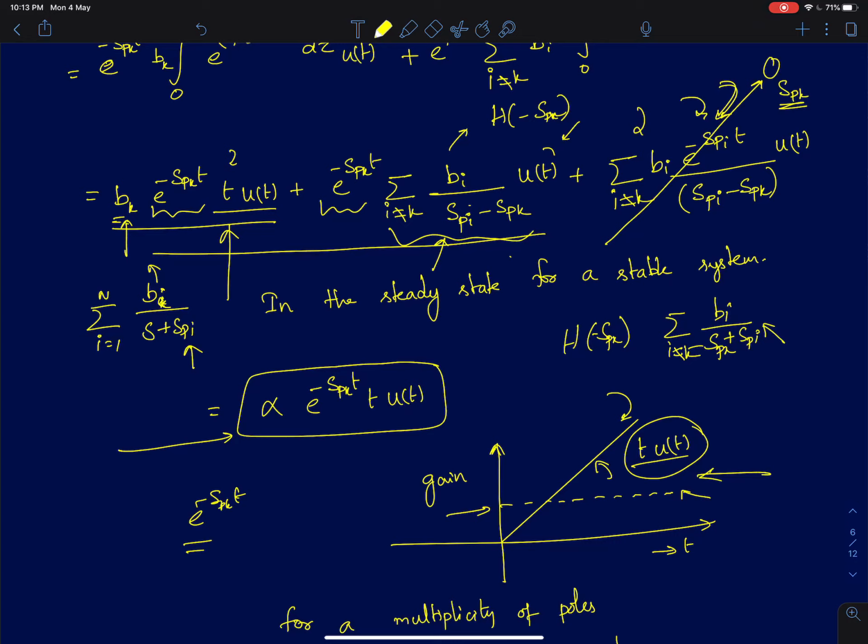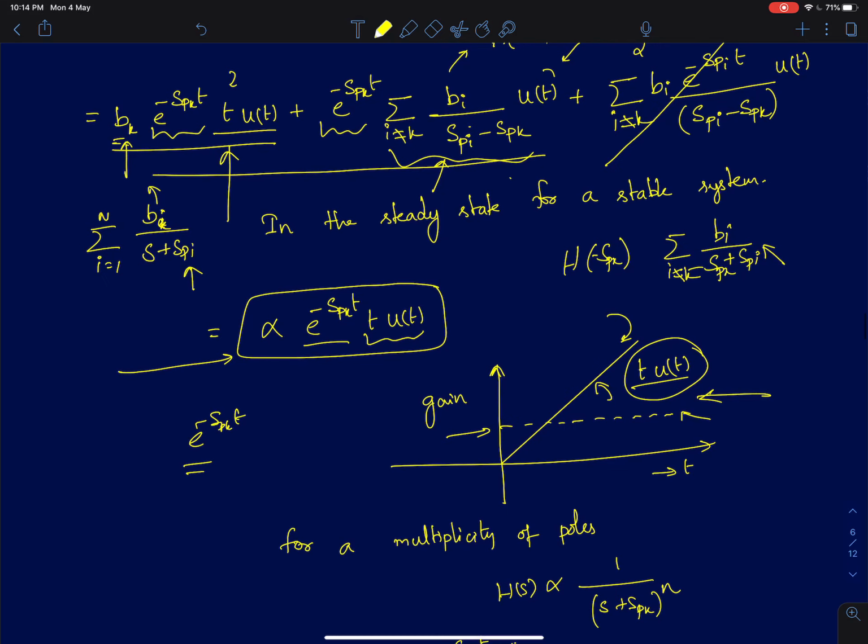Alpha is some constant, e power minus spk of t, which is the input, into t into u of t. So now this can be seen as though the system is offering a time varying gain, and this gain will approach infinity in the steady state. So as t tends to infinity, the gain of the system also tends to infinity.